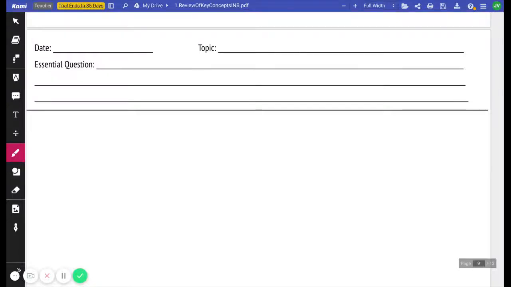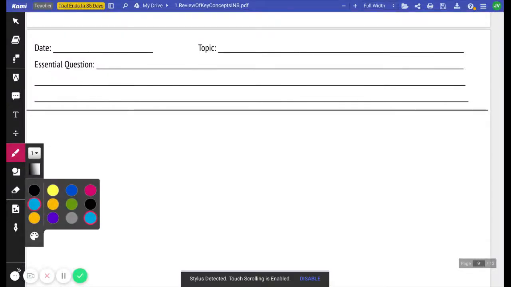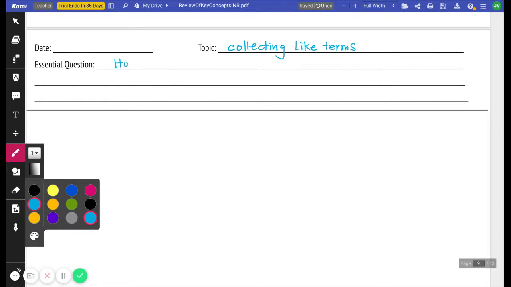We are going to be looking at, really the focus of this particular section is on collecting like terms. There's some other things in it, but for us, the biggest piece is how do we collect like terms? And so what I want you thinking about is how can collecting like terms simplify an equation? Or an expression, okay?